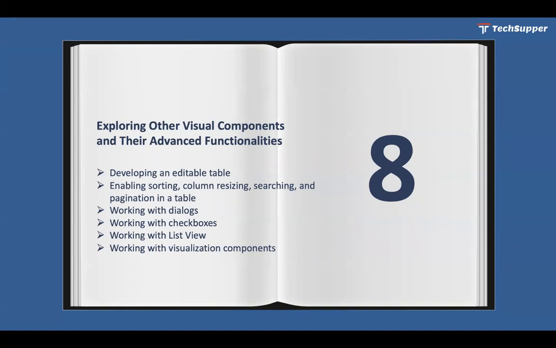We will work with dialog boxes. We will work with checkboxes and populate those checkboxes with static and dynamic data. We will work with the list view component. We will work with various visualization components such as bar, pie, and area charts. After completing this chapter, you will again have an understanding of different Oracle JET components, how to work with them, and how to populate the checkboxes, list view, and visualization components.